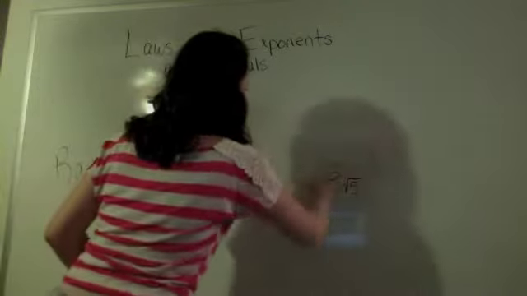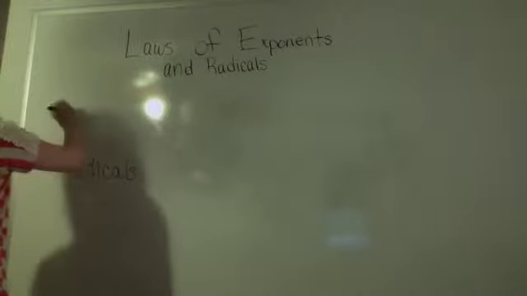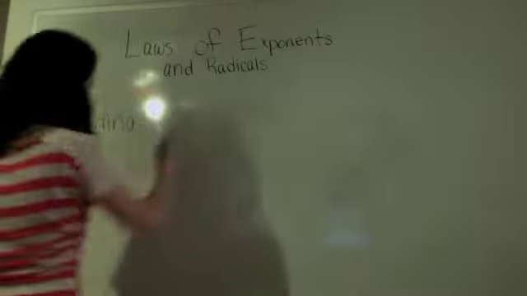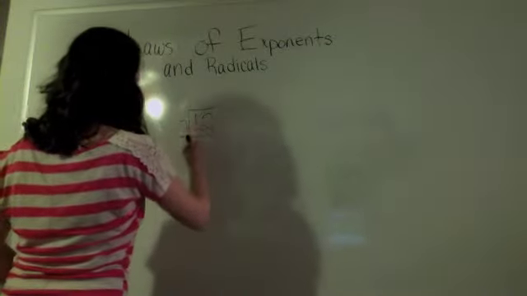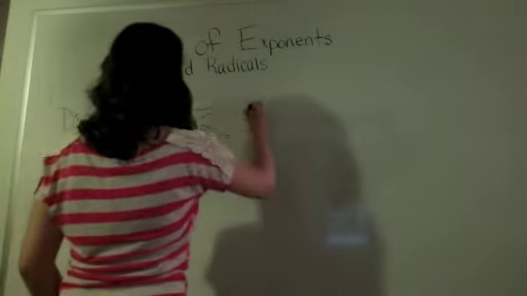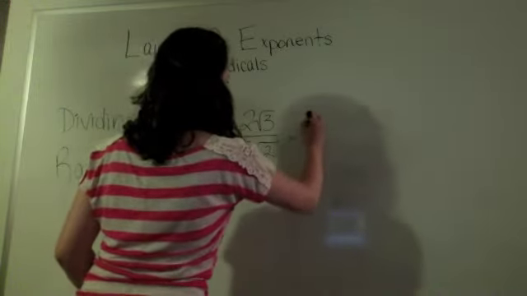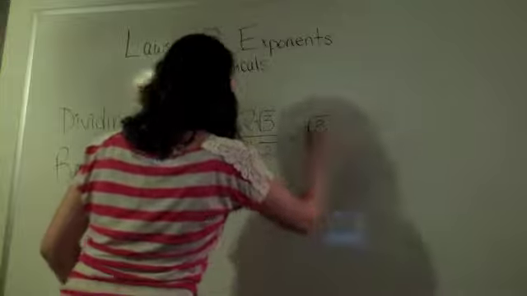Dividing radicals. When you divide radicals, you must simplify it first and then divide the numbers outside the radical. In example 11, you have the square root of 12 divided by the square root of 8. You simplify it to 2 times the square root of 3 divided by 2 times the square root of 2. And the 2's cancel out, so it becomes the square root of 3 over the square root of 2.